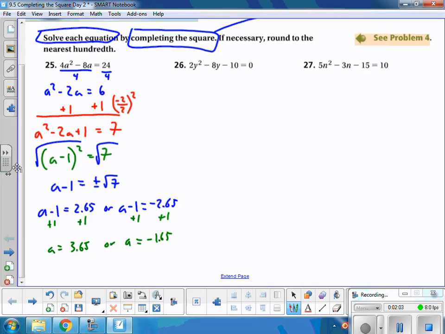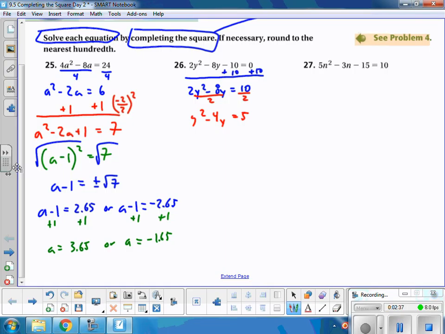Let's try the second one. Okay, so this one I do have my c term of minus 10. Now I can either divide everything by 2 now, or I can do it later. I am going to do it second. I'm adding 10 to both sides, so I end up with 2y squared equals 8y plus 10. And now I'm going to divide everything by 2. And again, you could have done that earlier, and that would have been just fine. y squared minus 4y equals 5.